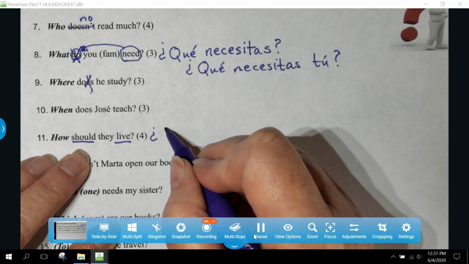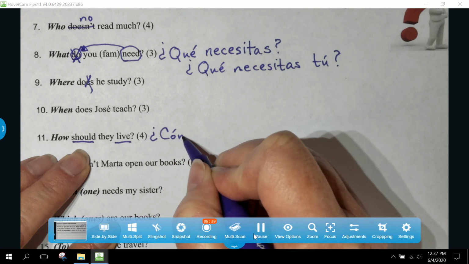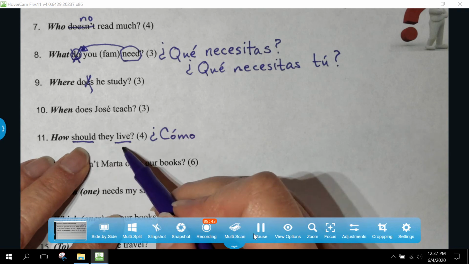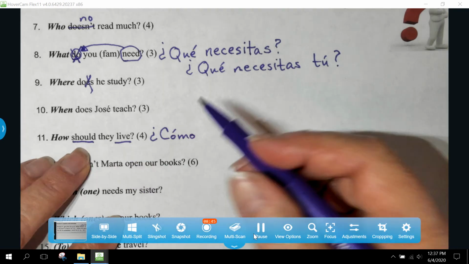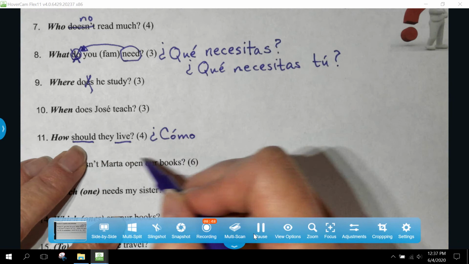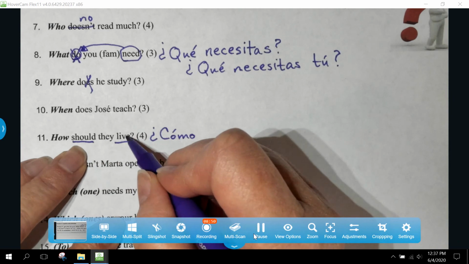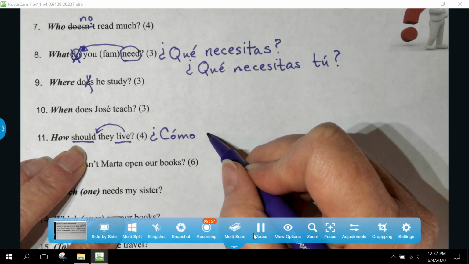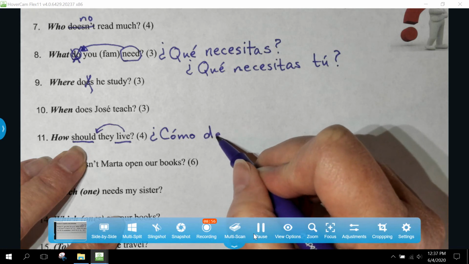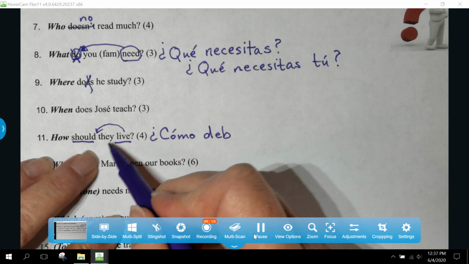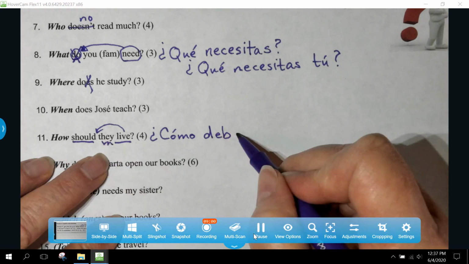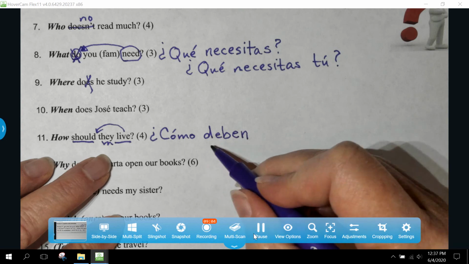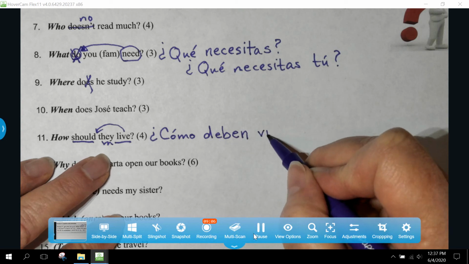So we would have how, cómo with an accent mark. Then should, and you can't separate them by anything. They've got to stay together. So the they's going to go over, the live will go first. So should, deber. My ending has to match they. So I go back. Purple, deben. First verb conjugated, second verb left alone.